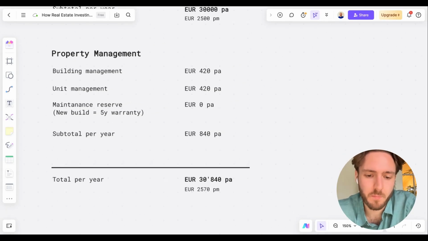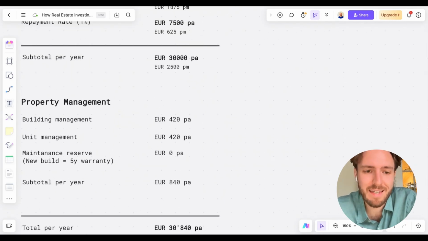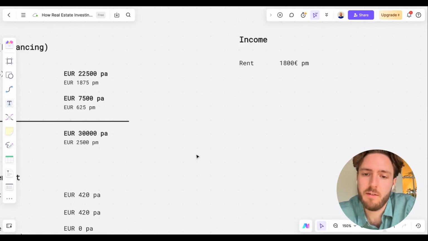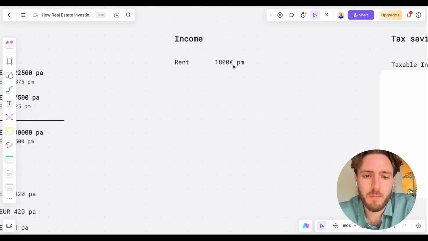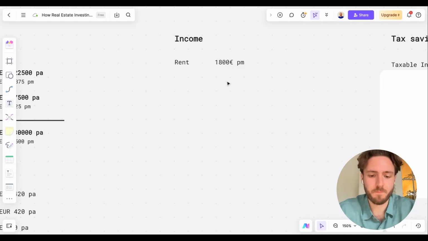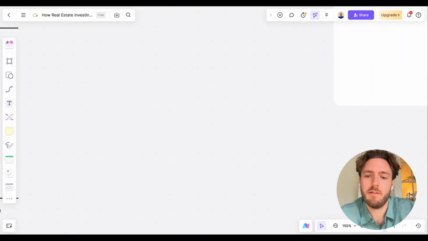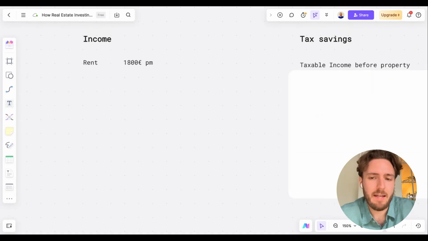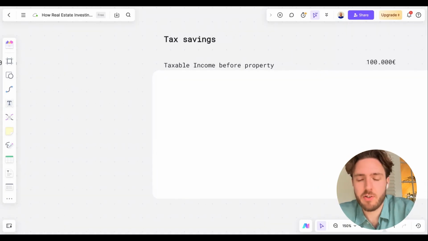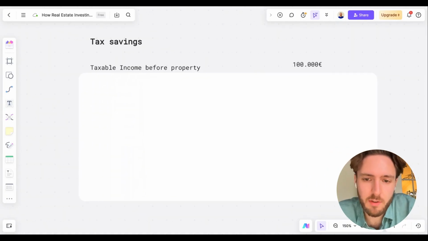or 30,840 per year. Now, that's a lot of money to get from the rent alone, right? The rent here alone per month is 1,800. If we multiply that by 12, we are at 21,600. So you're definitely running a minus here. And that's where the tax savings actually come in, and where they make all the difference.